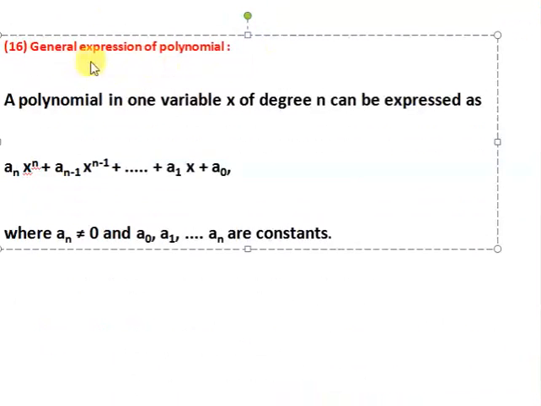And finally we have the general expression of a polynomial. A polynomial in one variable x of degree n can be expressed as a_n x to the power n plus a_(n minus 1) x to the power n minus 1 plus, continued up to, a_1 x plus a_0. Now what is involved here? a_n is always not equal to 0, and a_0 and the others are constants. Here a_(n minus 1), a_1, a_0 are all constants, that means numbers, and x^n, x^(n minus 1) are the variable terms.